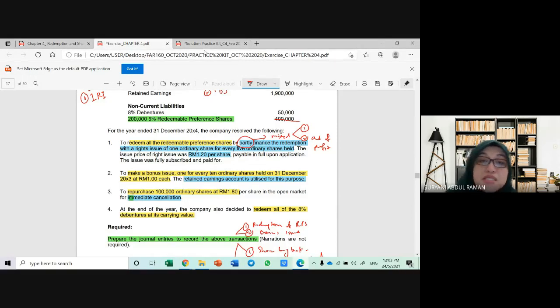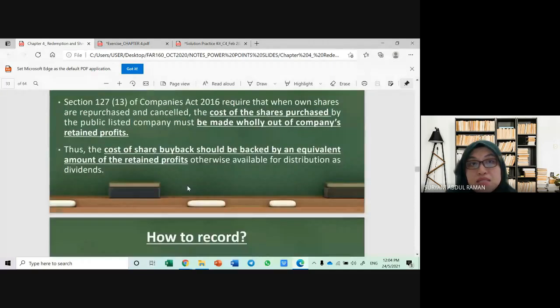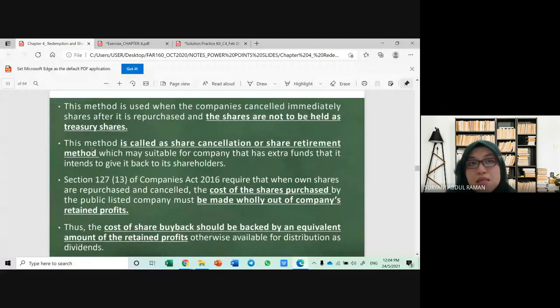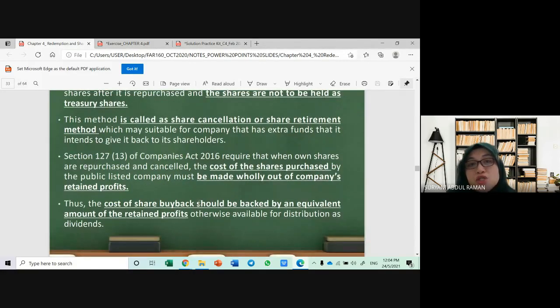But according to Companies Act 2016, you have to replace the shares. Okay, you can go back and refer to the notes. As I mentioned here, this is what I meant. According to section 127 subsection 13 of the Companies Act, the Act requires that when own shares are repurchased and cancelled, the cost of the shares purchased by the public listed company must be made wholly out of the company's retained profit. Thus, the cost of share buyback should be backed by an equivalent amount of the retained profit.